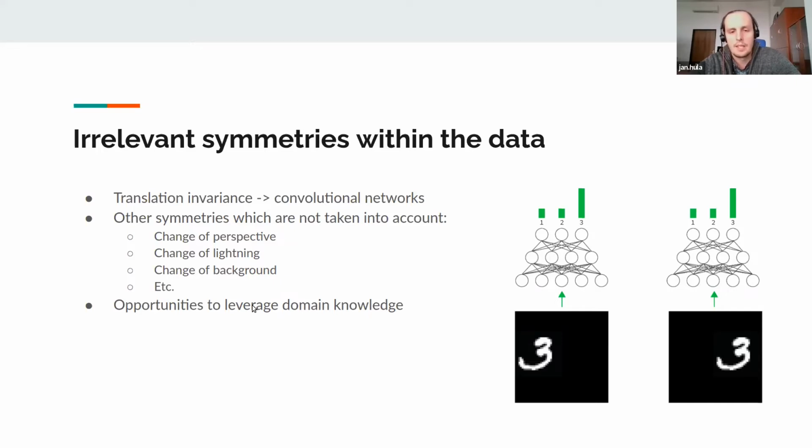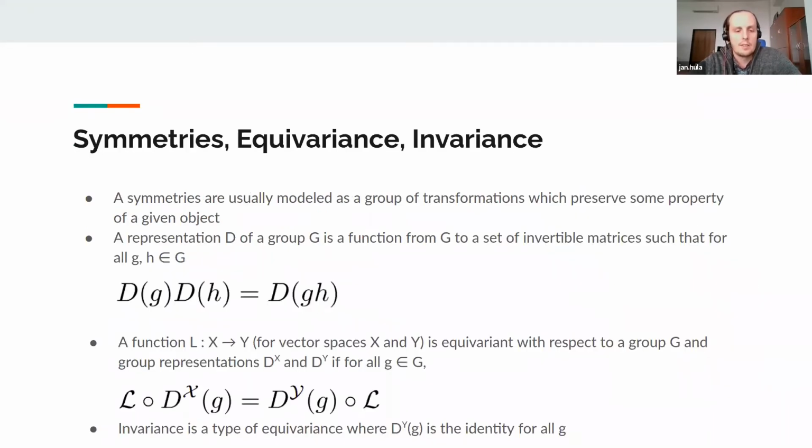improve these models. So here I have a slide about formally defining what we mean by symmetries, but I will not use this formalism later in the talk. This is just for completeness. So we usually model symmetries as groups of transformations which preserve some kind of property of the given object.